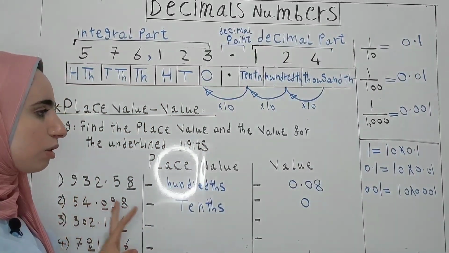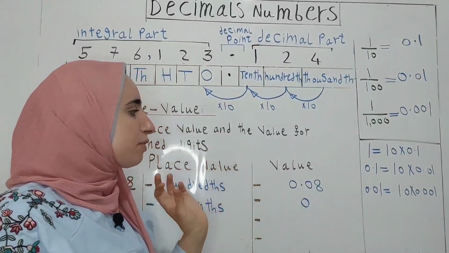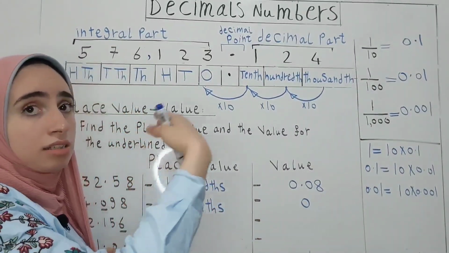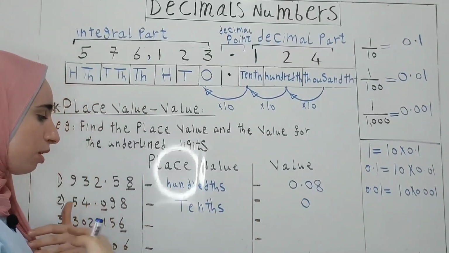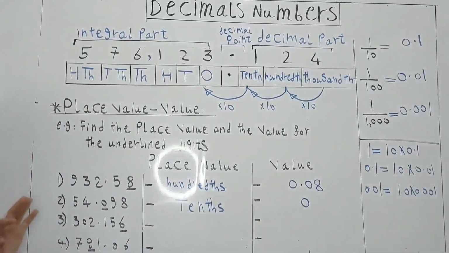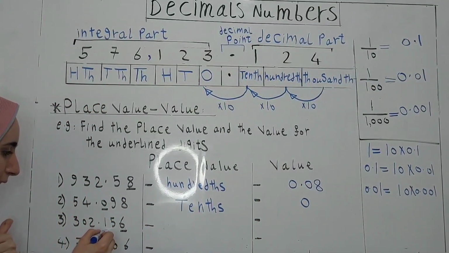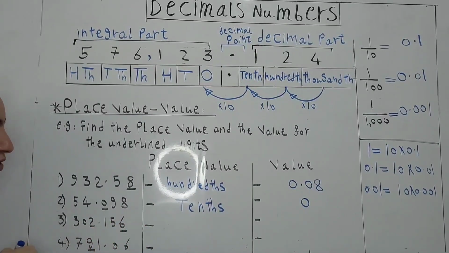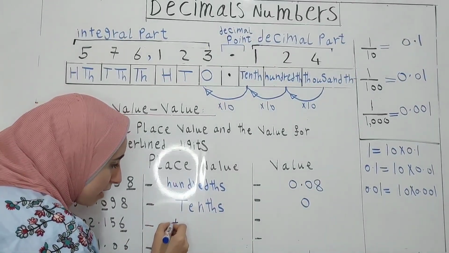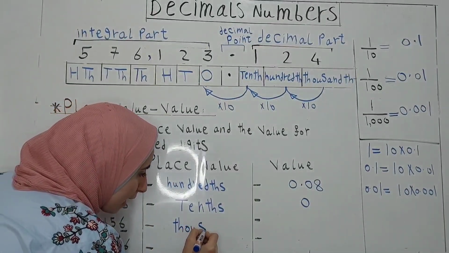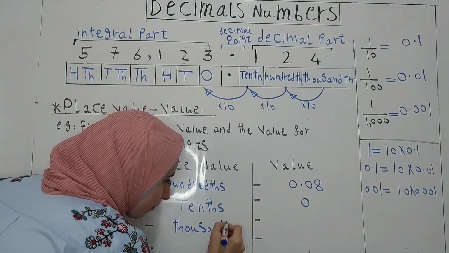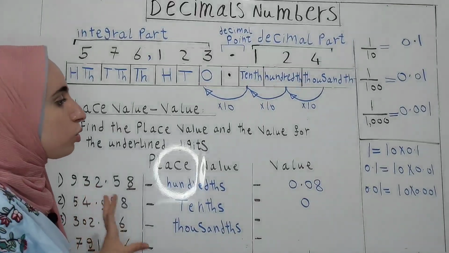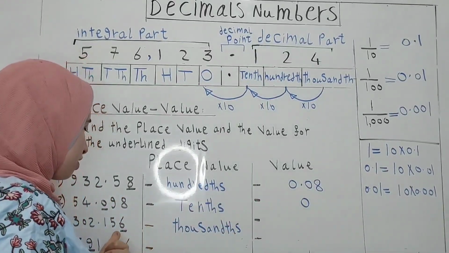The third one, we need to write the place value for the digit 6. Is the digit 6 in the decimal part or the integral part? In the decimal part. In which place? Tenth, then hundredth, then thousandth. So the digit 6 is in the thousandth place.